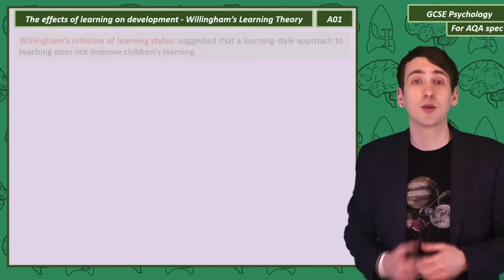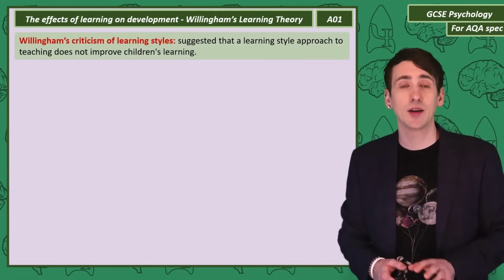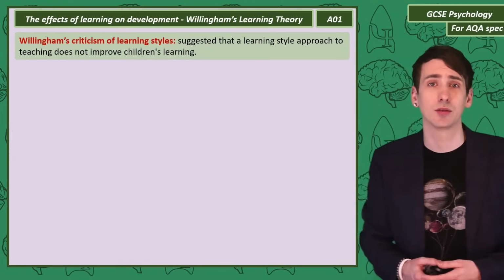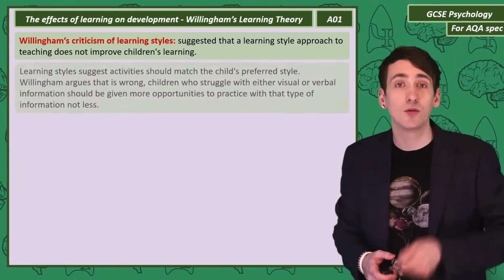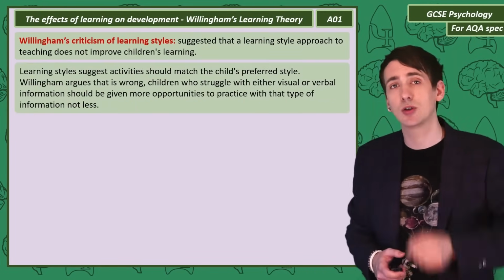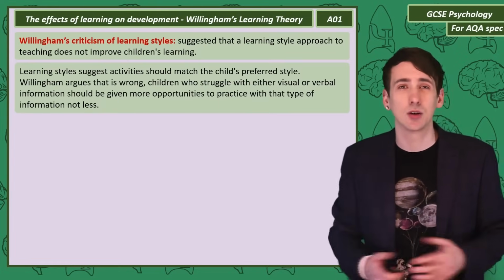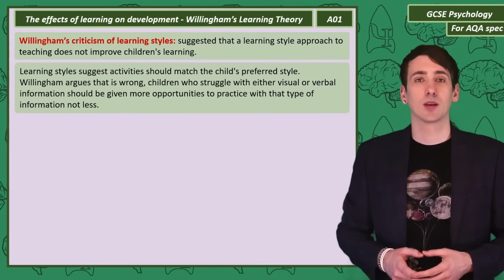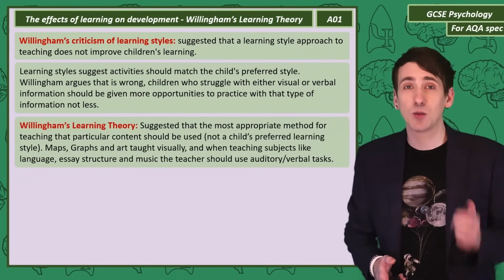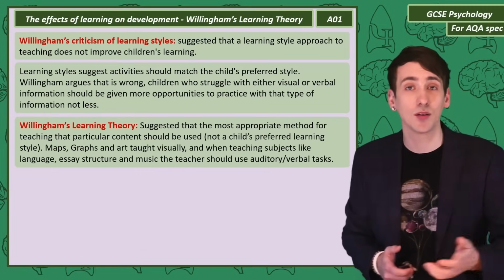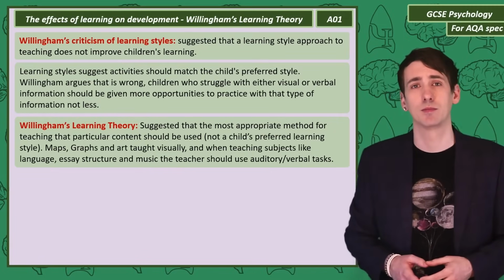Willingham thought that learning styles don't improve children's learning, and trying to match a task to a child's preferred learning style was just counterproductive. If a child struggles either visually or verbally, they should be given more opportunities to practice that skill, of using more of that type of information, not less. So Willingham's learning theory states that the most appropriate task for teaching children should be the one that matches the content, not the child's learning style.